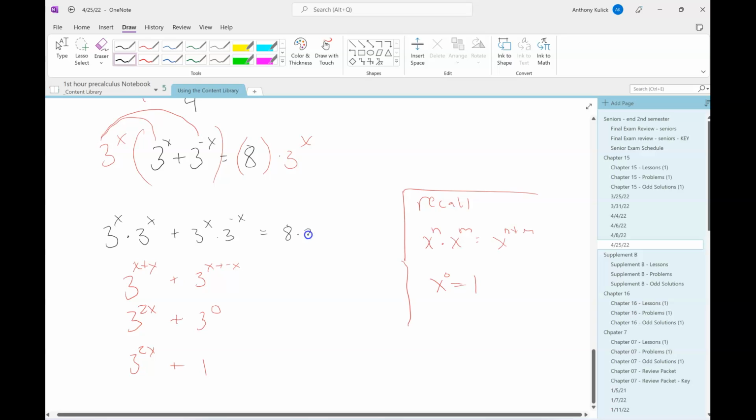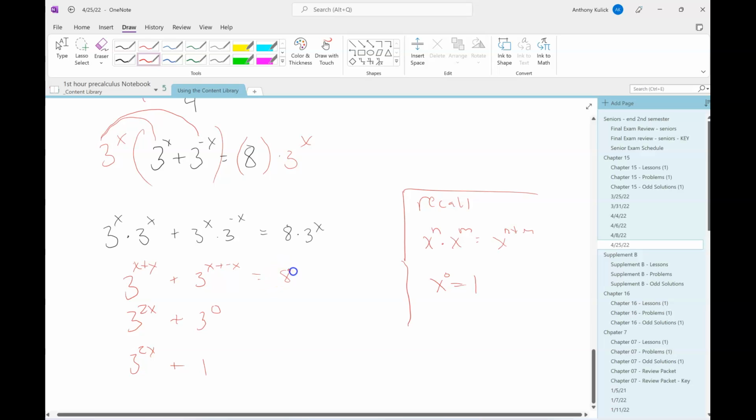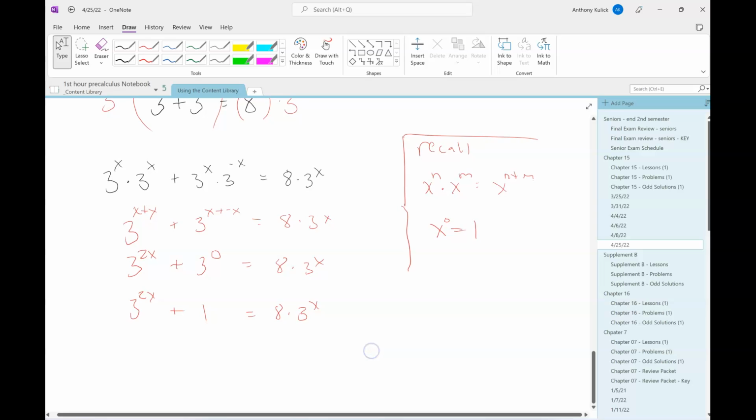And then can I do anything with the 8 times 3 to the x? Nah, man, right? Nothing to do with that. So that's just going to kind of hang around for the ride. Everybody so far so good? Okay.